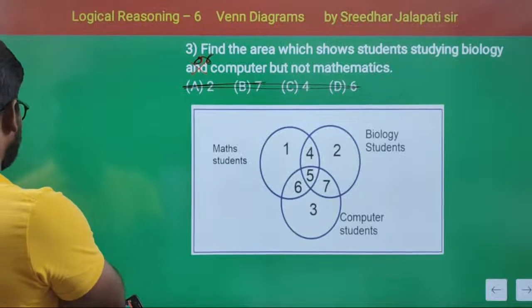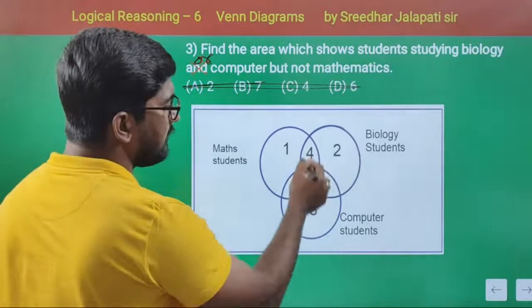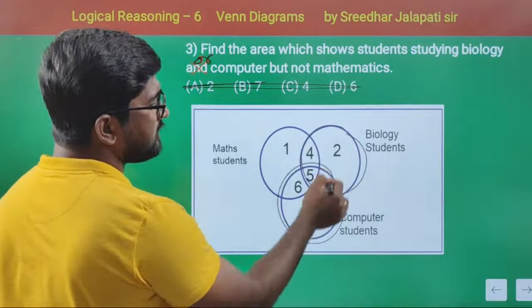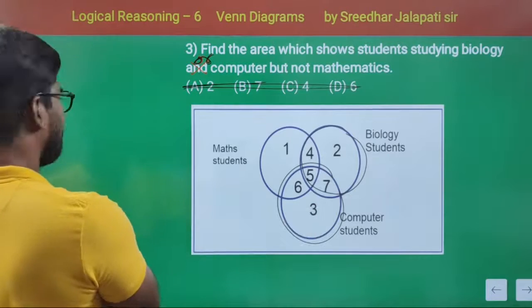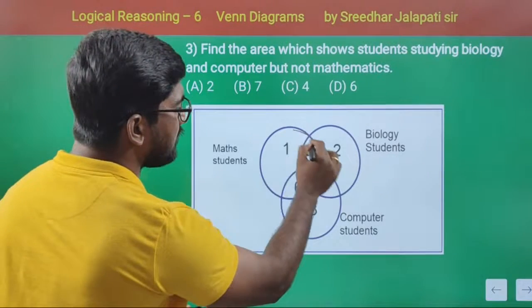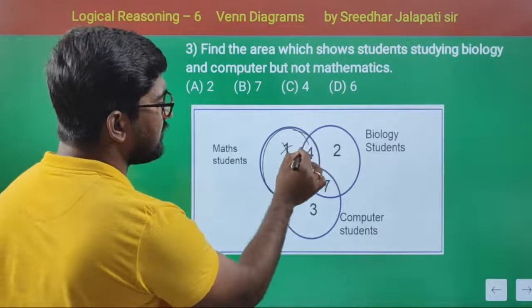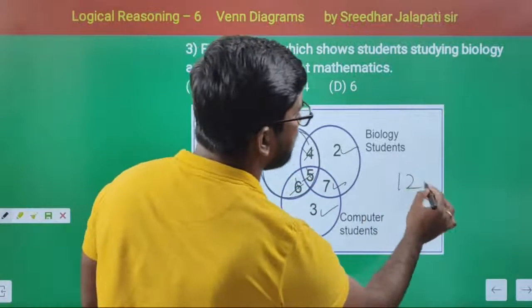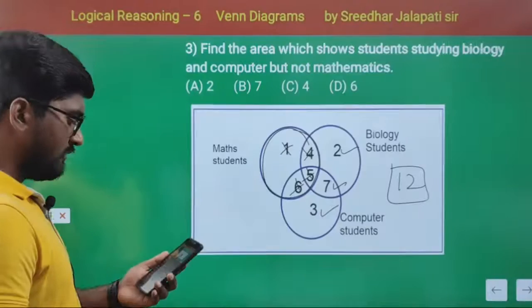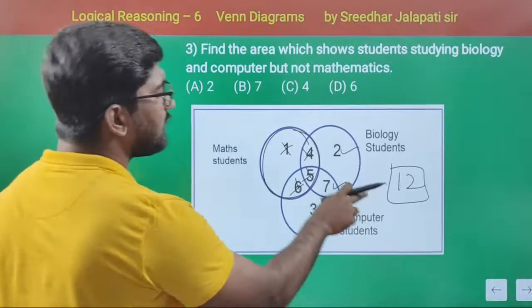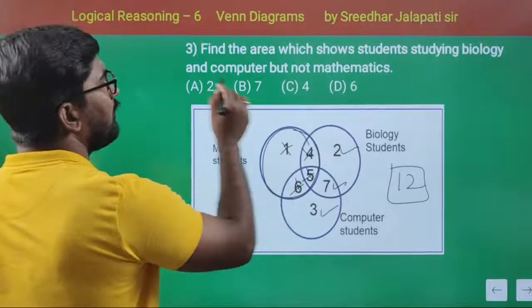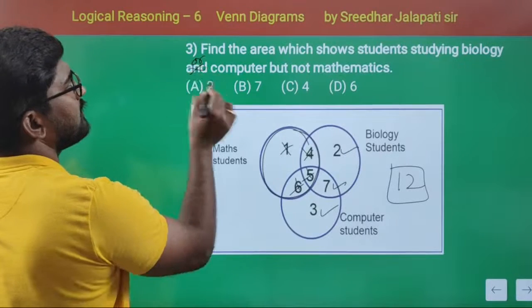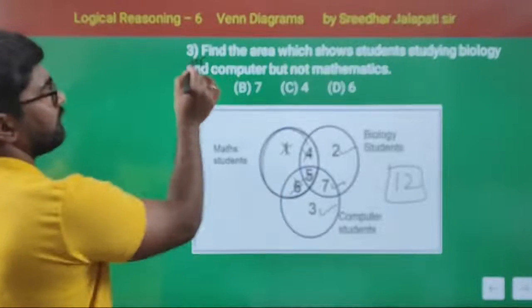So then in that case, the answer is biology or computer. In the sense I have to take total but not mathematics. So I have to exclude the mathematics circle. If I exclude this mathematics circle, the remaining 2 plus 7 plus 3, which is 12, is the answer. 12 is the answer for the question which is biology or computers but not mathematics.